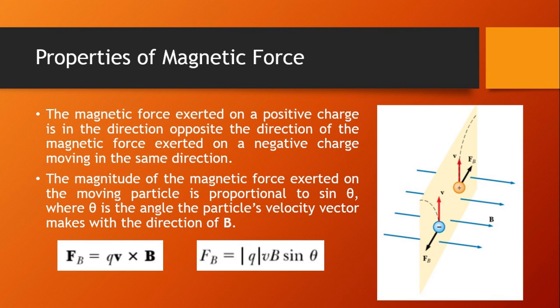The magnitude of the magnetic force exerted on the moving particle is proportional to sin theta, where theta is the angle the particle's velocity vector makes with the direction of B. So the vector F_B is equal to q v cross B, and the magnitude of F_B is equal to the absolute value of q times v B sin theta.